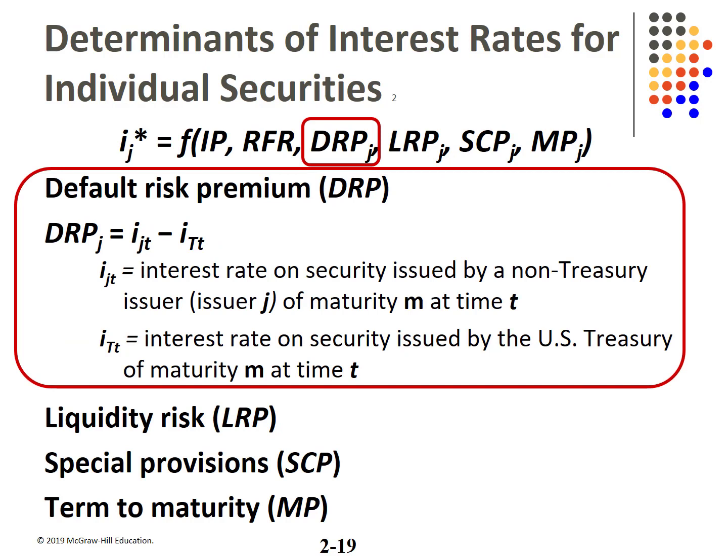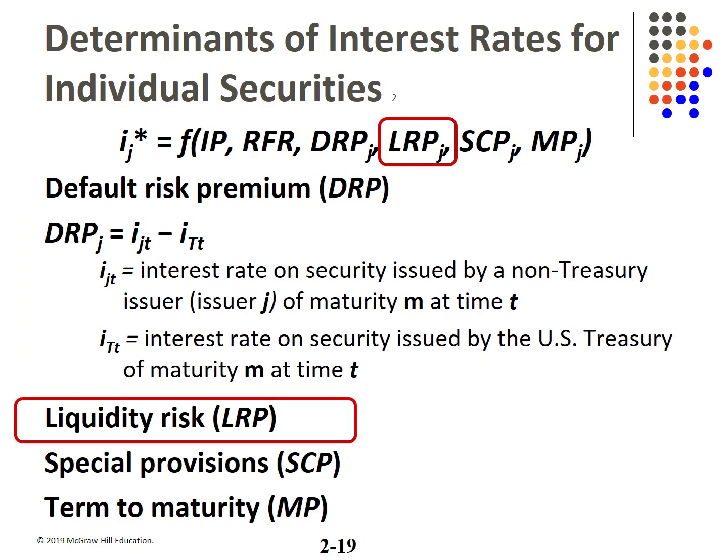The default risk premium, DRP, applies to non-Treasury debt securities. The Treasury will not default on our debt. Corporate debt will have varying degrees of default risk. LRP is the liquidity risk premium. It applies to non-Treasury debt securities. Treasury securities are very actively traded. Corporate debt is very inactive.